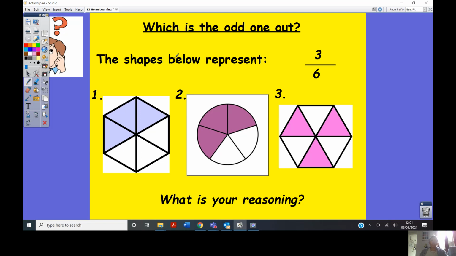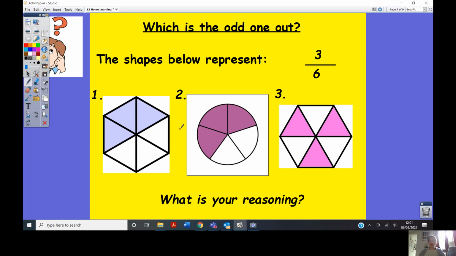The shapes below represent 3/6. How can we check that and find out which one is the odd one out? What is the easiest number for us to check first? We could check what each shape has in their numerator. That would work. Or we could check the denominator. Let's check our denominator.